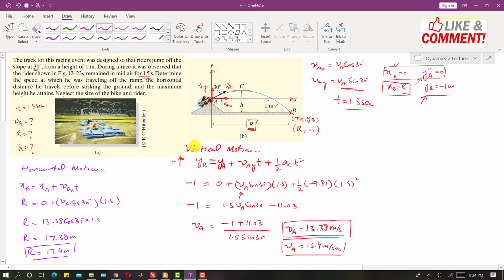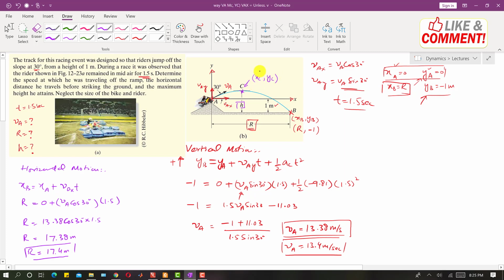Now we are also asked to find this maximum height. To find it, we will consider the final condition as point C, so we will consider the motion along this AC path. What are the coordinates of this point C? Let's say the coordinates of point C are XC and YC.